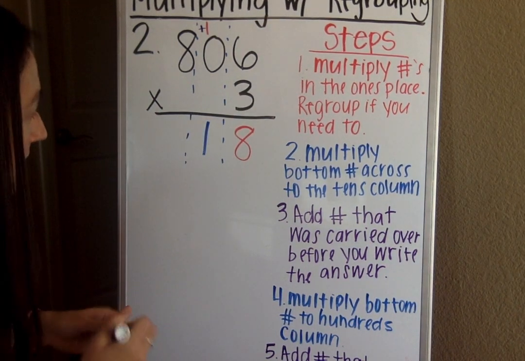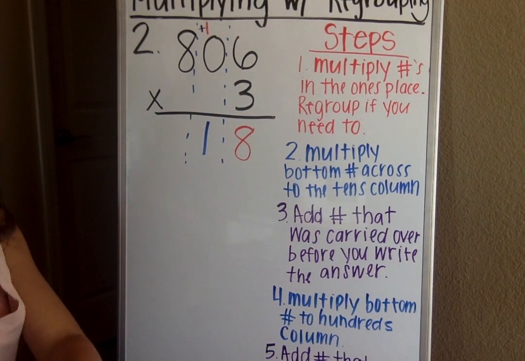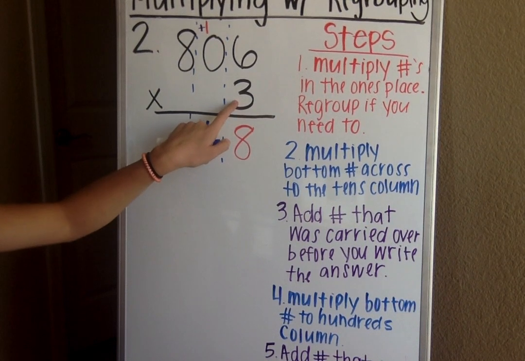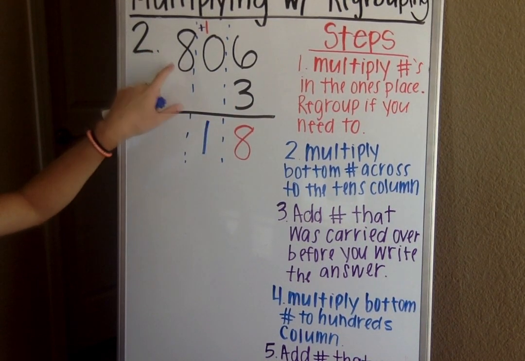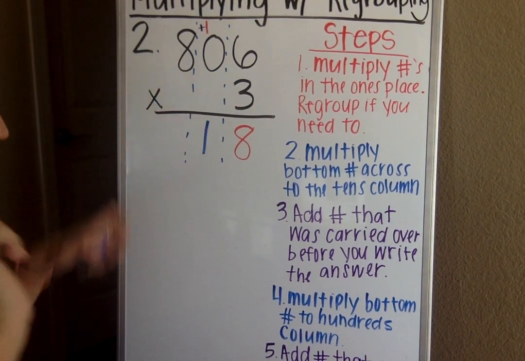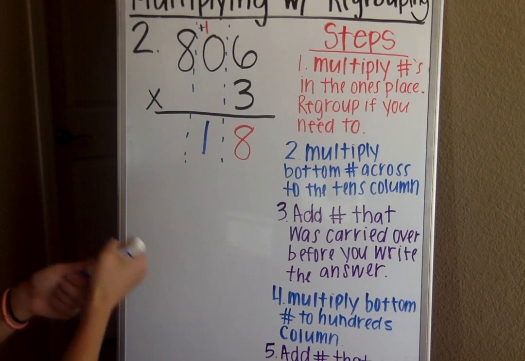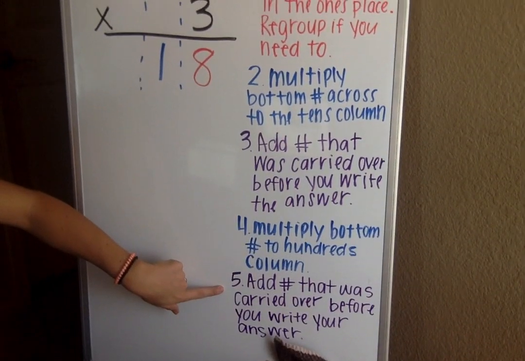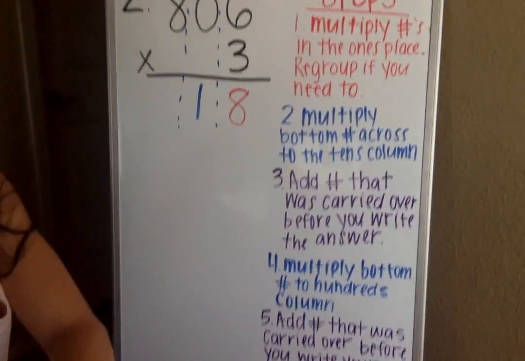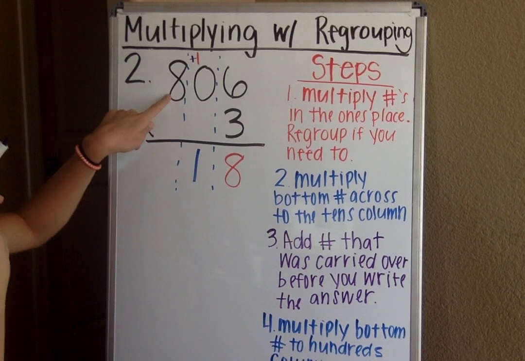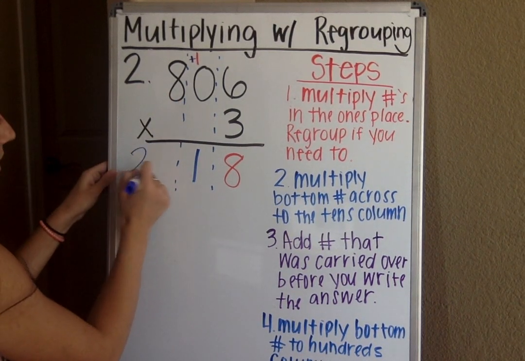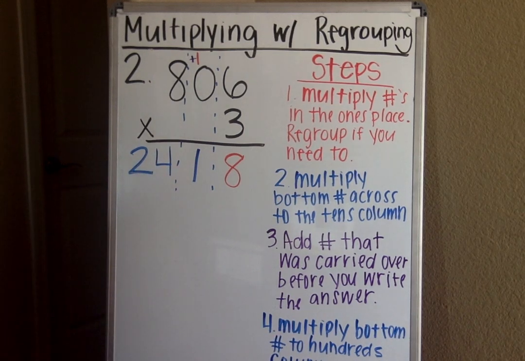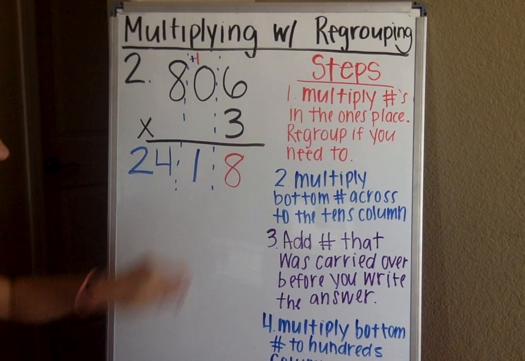And then we're going to move on to step 4, which is to multiply the bottom number again across to the hundreds column. So 8 times 3 is 24. And again, step 5 is to regroup, but we have nothing to regroup, so we just put 3 times 8, 24. So all we put is 24 here. So now our answer is 2418.